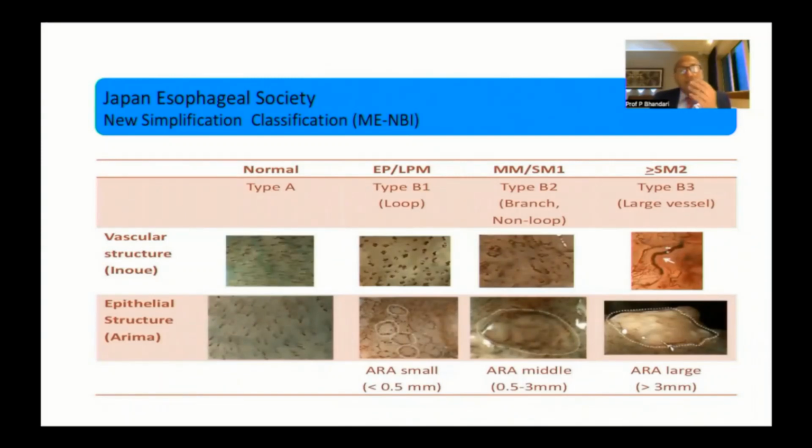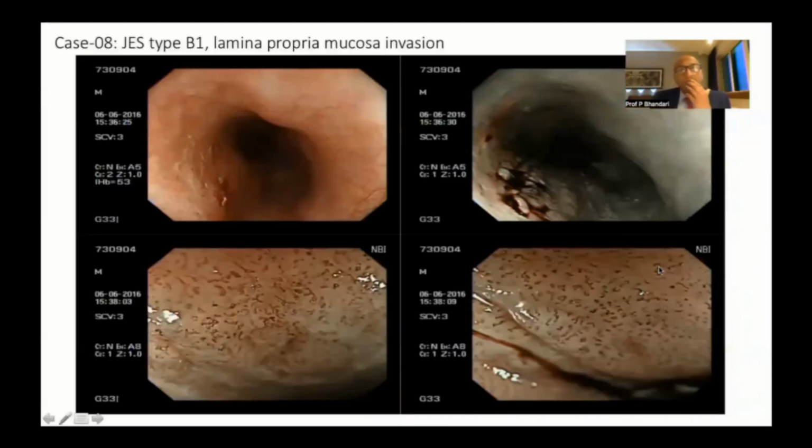And this is a nice classification from the Japan Esophageal Society, which classifies them based on type: A is normal, B1 is M1 and M2 cancers, and then B2 is M3 and SM1 cancers, and then B3 is advanced cancers. You can see here under NBI how it looks.